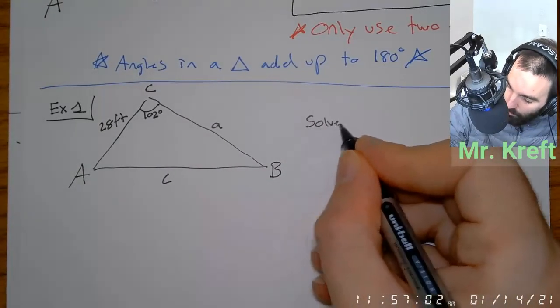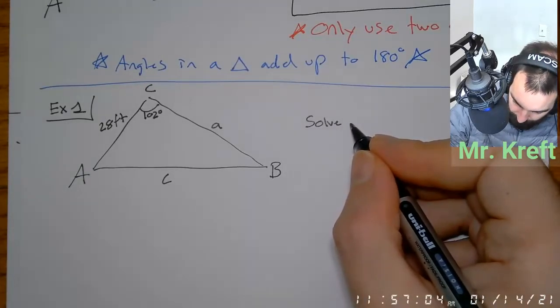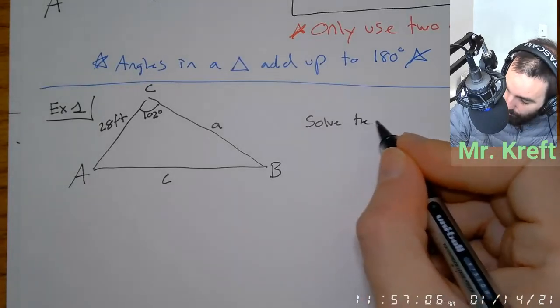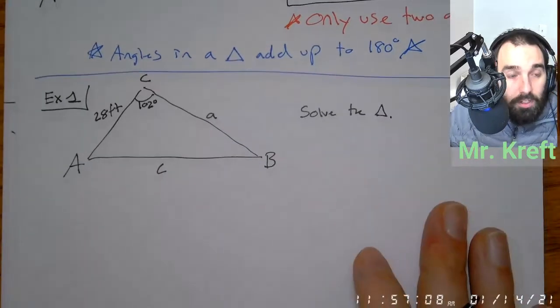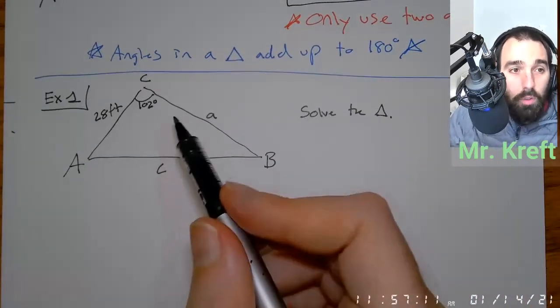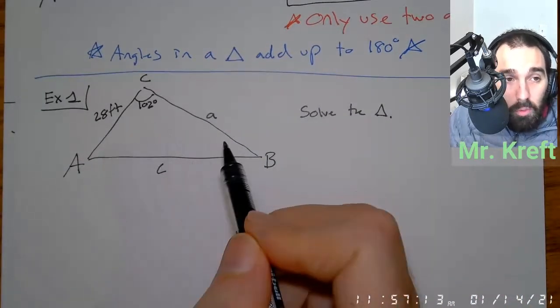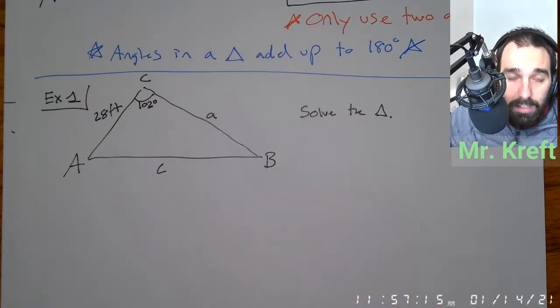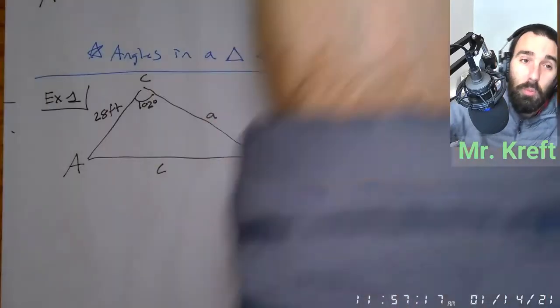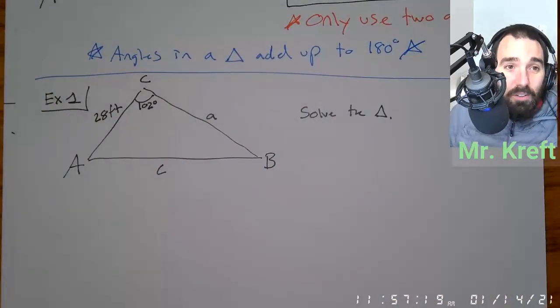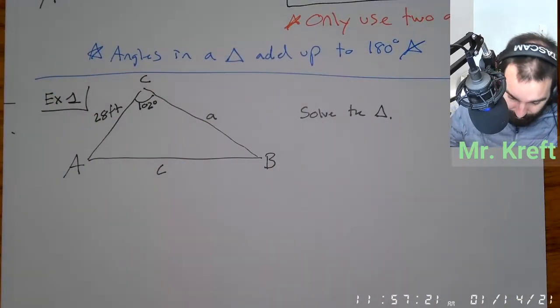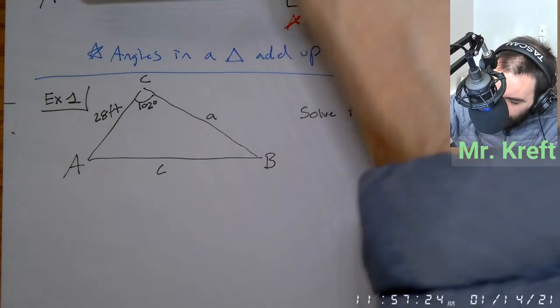We're going to solve the triangle. So we're going to find all the missing pieces. Let's take a look at what's missing. We're going to find two angles and two sides. We're going to use law of sines to do this. Okay, is that really all we have? No, one more piece of it.